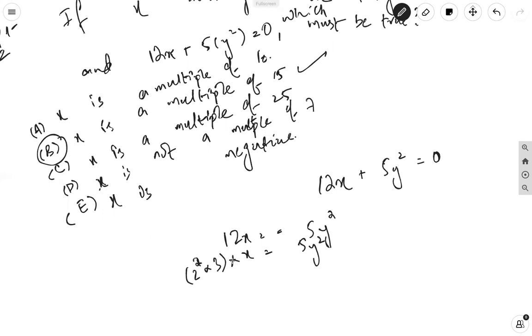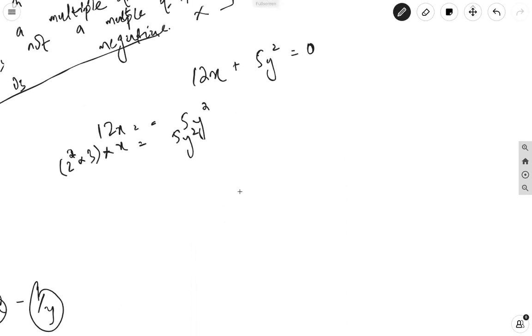Now we can easily negate E and D, because both are integers, and if x is 0 and y is 0, the condition is satisfied, and the question is saying must be true. That's why E is not possible. x is not a multiple of 7. We cannot say that either. Just by considering x equal to 0 and y equal to 0, we can straightforwardly remove D and E from our chart.